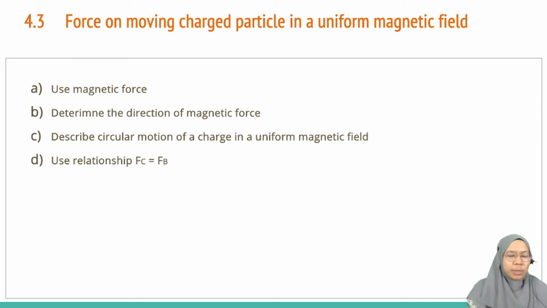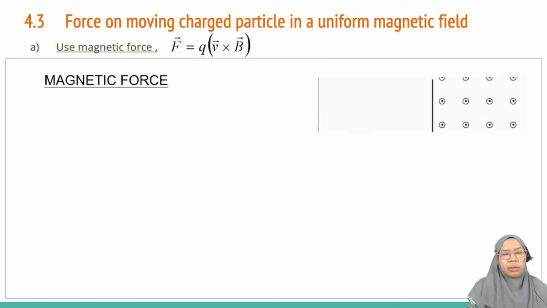Okay, so the last one for today's lecture is force on moving charged particle in a uniform magnetic field. The objective is to use magnetic force, determine the directions of magnetic force, describe circular motion of a charge in uniform magnetic field, and use relationship Fc equals to Fb. Okay, so the formula for magnetic force is equals to Q cross product of velocity and magnetic field.